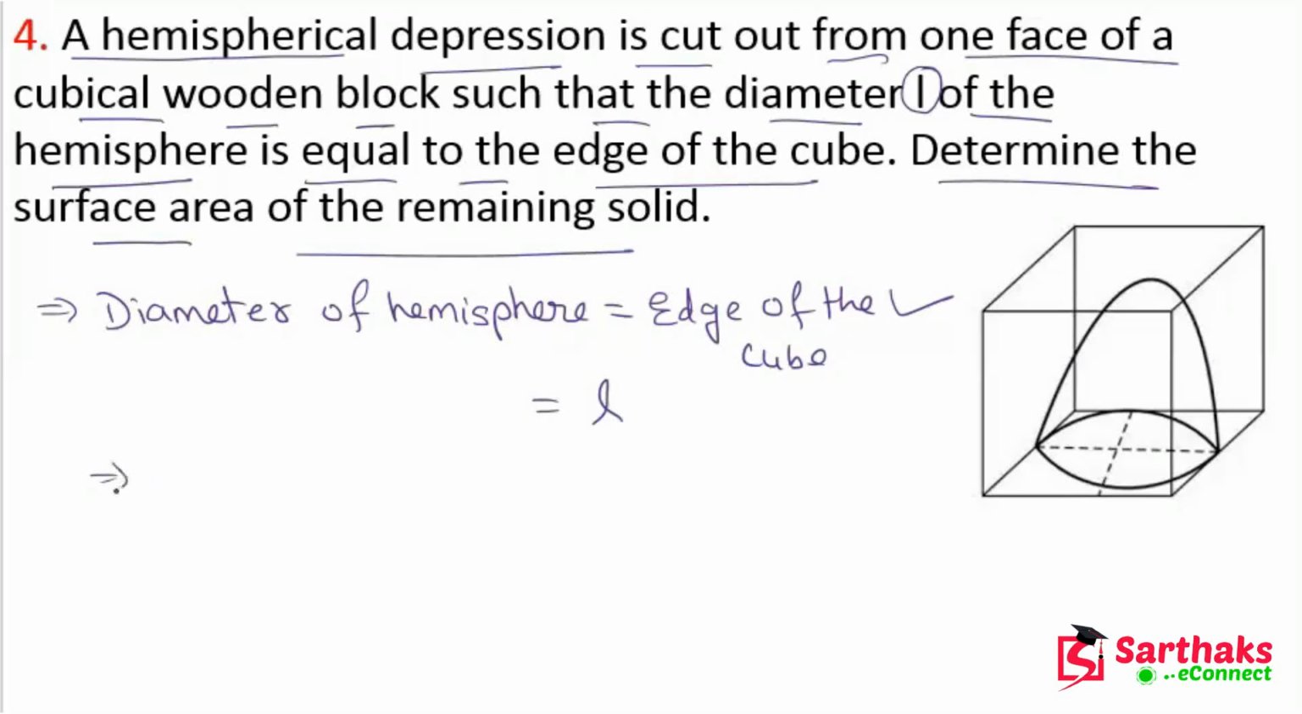So my dear friends, the radius of the hemisphere is equal to l upon 2. Okay, so what is the total surface area? The total surface area is equal to the total surface area of this cube, plus the CSA of the hemisphere, minus the area of the base of the hemisphere, meaning this. We have to subtract this also.